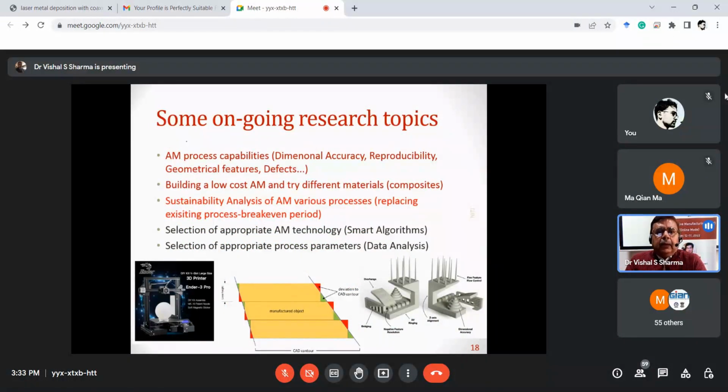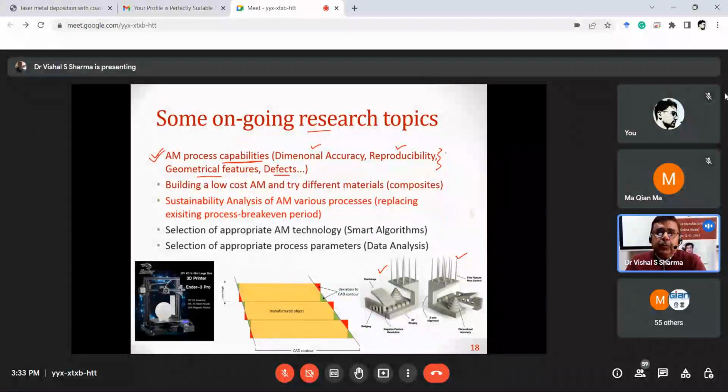Okay, now some of the ongoing research topics. Some of these topics are being handled by our master's students, and some are being taken care of by PhD students. This is quite an interesting study. We do quite a lot. Like, any process we take, we check the process capability. For checking that process capability, we create parts which are shown down there, and we check the dimensional accuracy, reproducibility, geometric features and defects. All these things we try to assess.